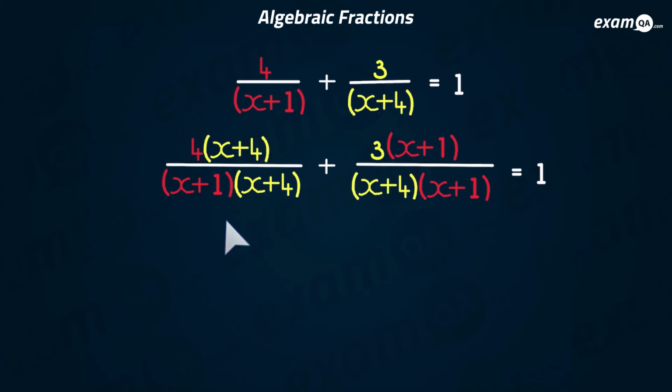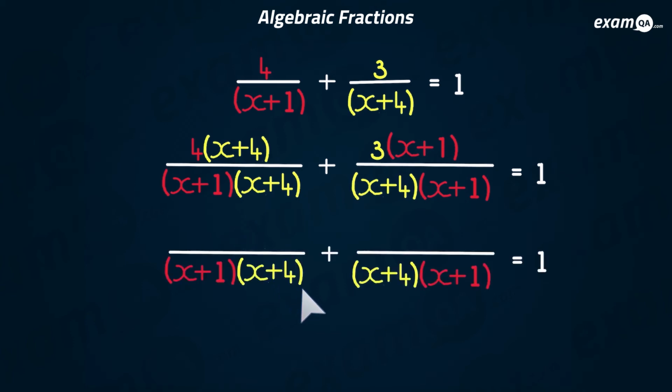Now, they're in a different order, but that doesn't matter with multiplication, because multiplication is commutative. It means the order doesn't matter. 2 times 3 is the same as 3 times 2. Since the denominators are the same now, we can put it all over one denominator. Before we do that, let's just open up the brackets. It's going to make things a little bit easier.